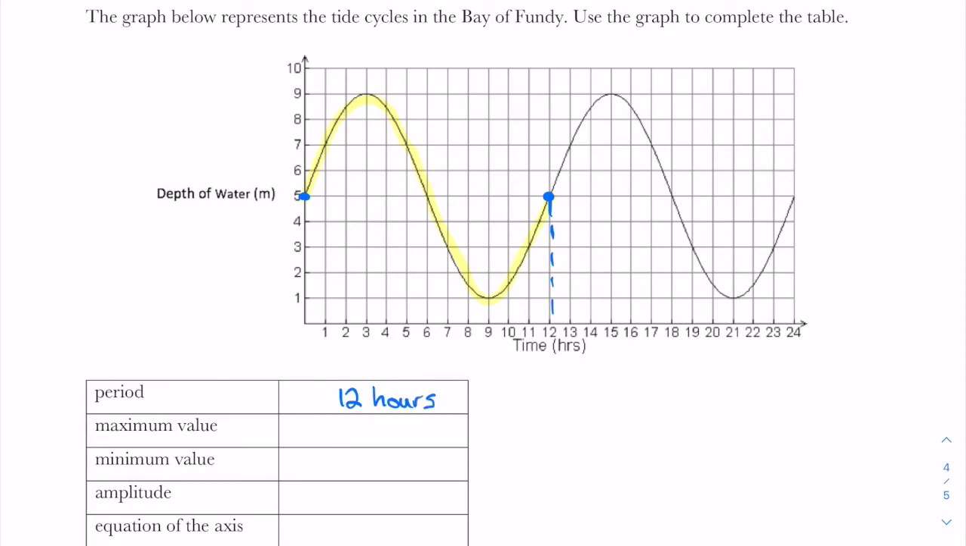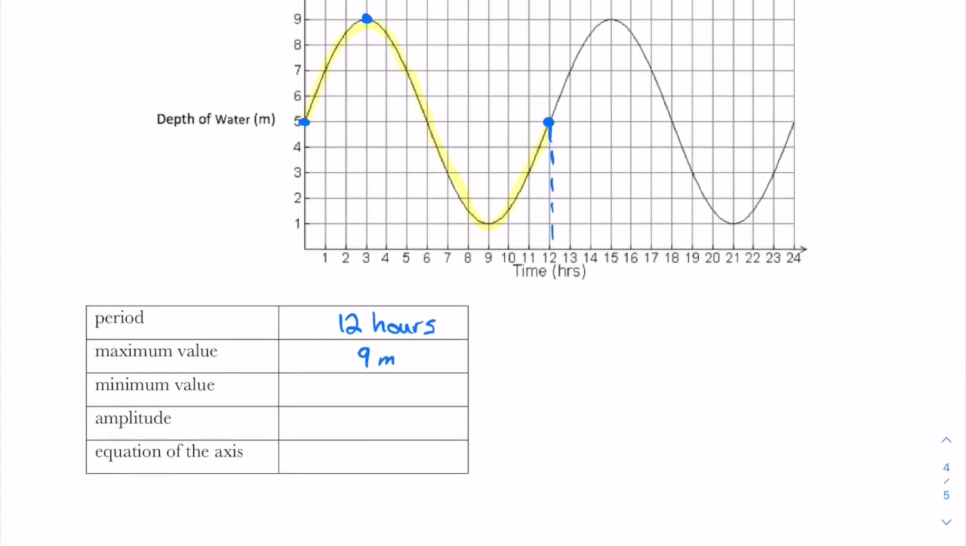Next up, the maximum value. Well, just pick any peak, and the location of that maximum appears to be 9 meters above the ground, so 9 meters. And the minimum, just pick any trough or minimum. It looks like it's 1 meter above the ground, so I'm just looking at the y values.